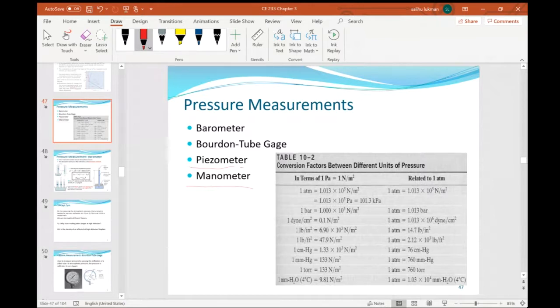So some conversion factors between different units of pressure. Okay, I explained that 1 atmosphere is approximately equal to 1 bar, which is approximately equal to 1 kilogram force per square centimeter as well. So these are the various units of pressure, both the SI and the non-SI. The SI unit of pressure is Pascal or Newton per square meter. And 1 atmosphere is 760 Torr, or 760 millimeters of mercury.